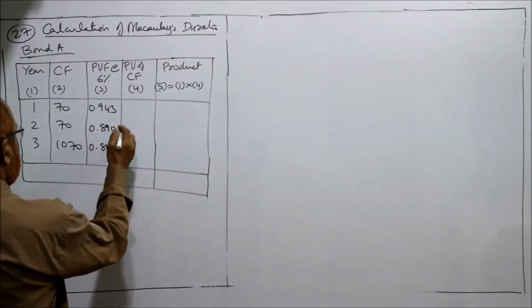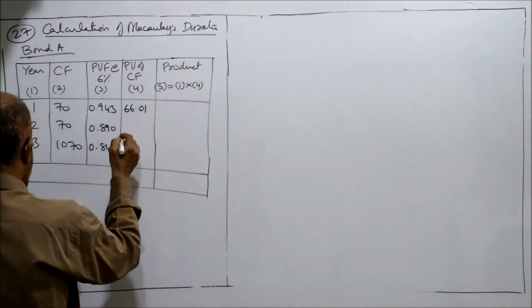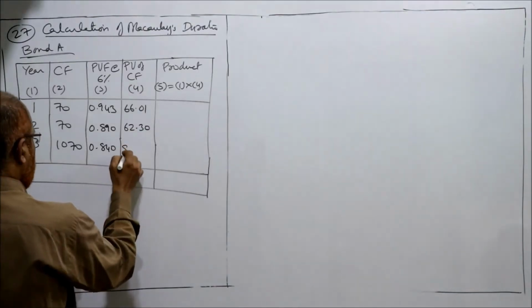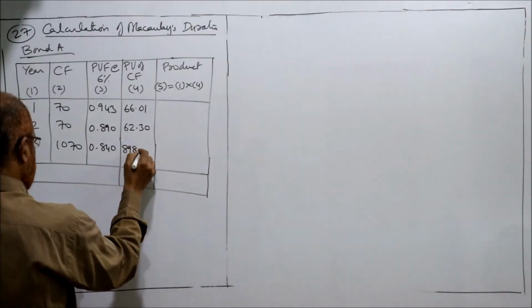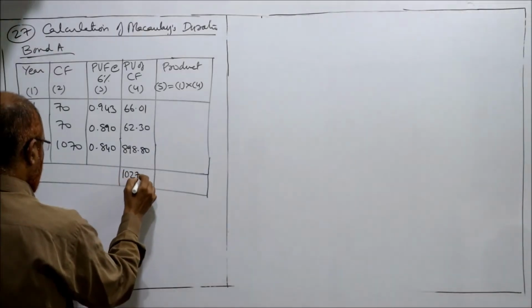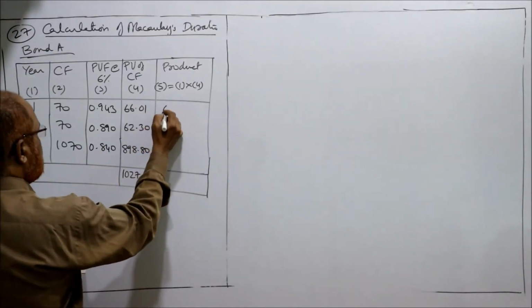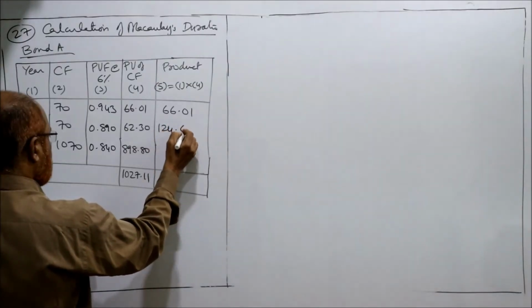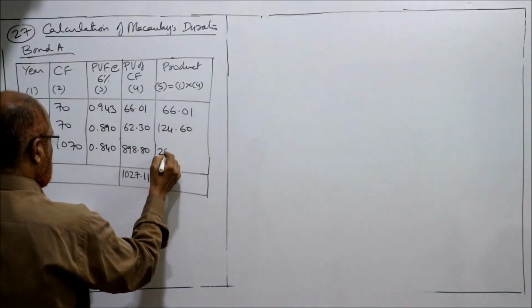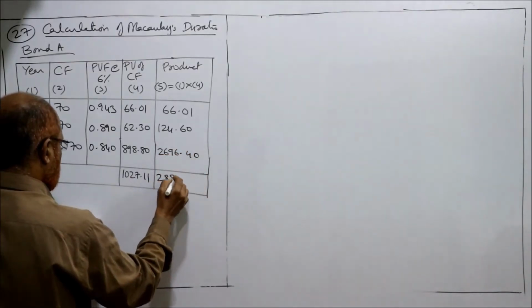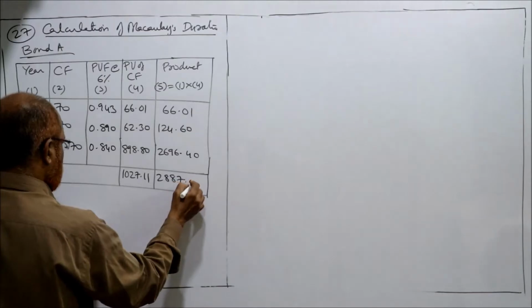Multiply: 66.01, 62.30, 898.80. Total is 1027.11. Then the products: 66.01, 124.60, 2696.40. Total 2887.01.